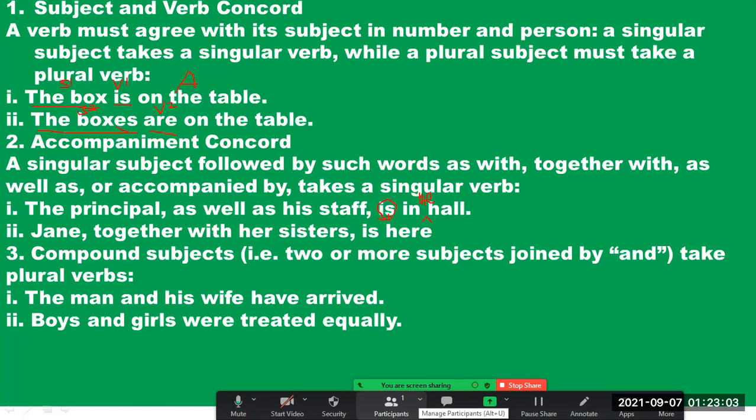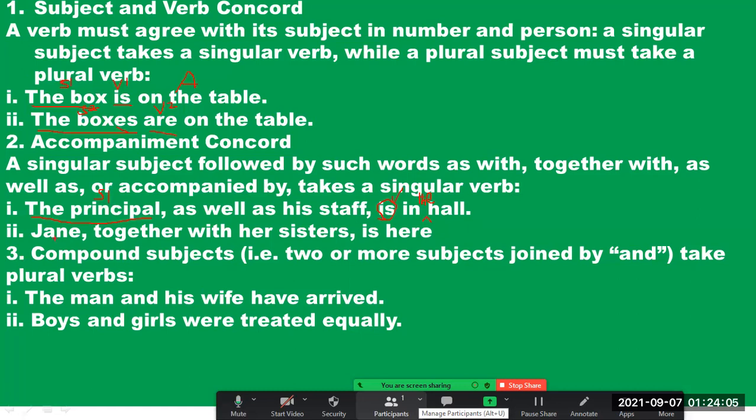And if you don't understand the rule of Concord, then you will come with the plural, because you will be looking at the principal and also looking at his staff, and you think it is a plural subject, but it is not. No, because this is accompaniment Concord. The real subject is the principal, and so we call this S1 because his staff are not logically included in the subject. You know, the principal as well as, or the principal with his staff, or the principal together with his staff will always take a singular verb. So the answer is that's correct. The principal, as well as his staff, is in the hall.